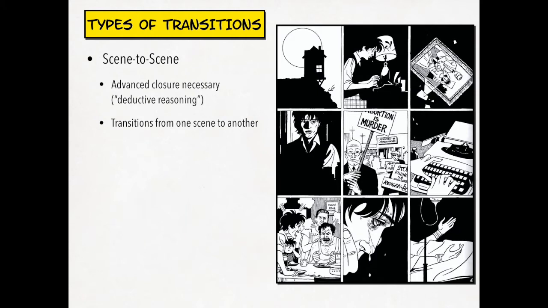A classic version might be "Meanwhile, back at the ranch." In this case, by Jaime Hernandez from Love and Rockets, we're switching back and forth between past and present, which means that scene-to-scene transitions can be highly variable in terms of the passage of time and/or space. A scene-to-scene transition is the sort of transition that lets us know, well, something is happening on the other end of the world at the same time, or that we've jumped into the future or back into the past. That's one of the reasons it requires this kind of deductive reasoning on our part, advanced closure. It may or may not feature the same subjects. That depends on what kind of story it's telling.